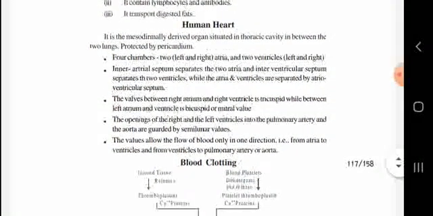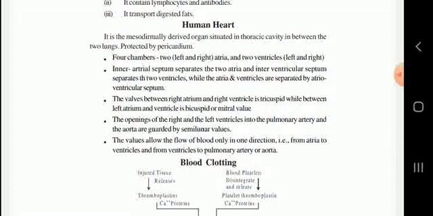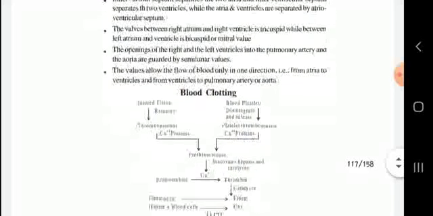Next, the openings of the right and left ventricles into the pulmonary artery and the aorta are guarded by the semilunar valves. The valves allow the flow of blood only in one direction.